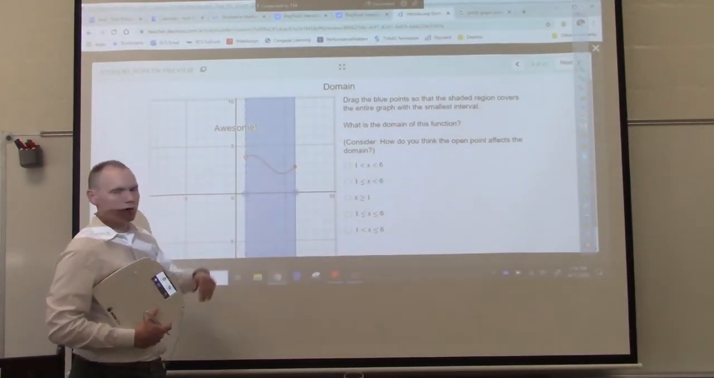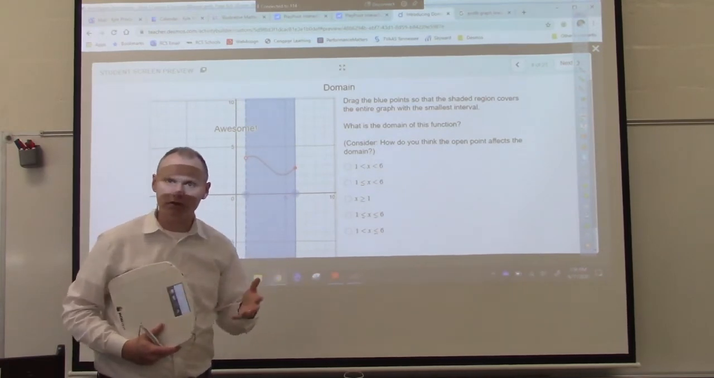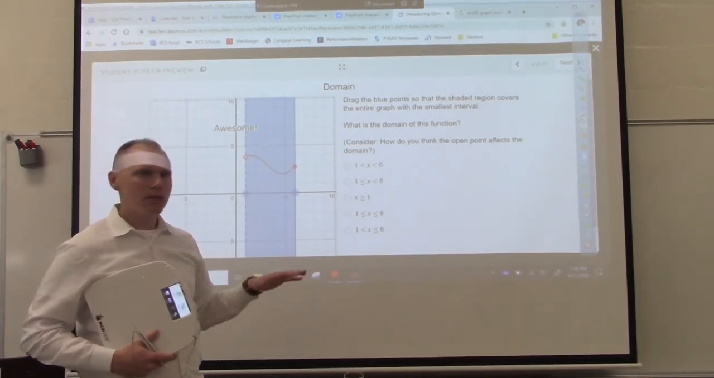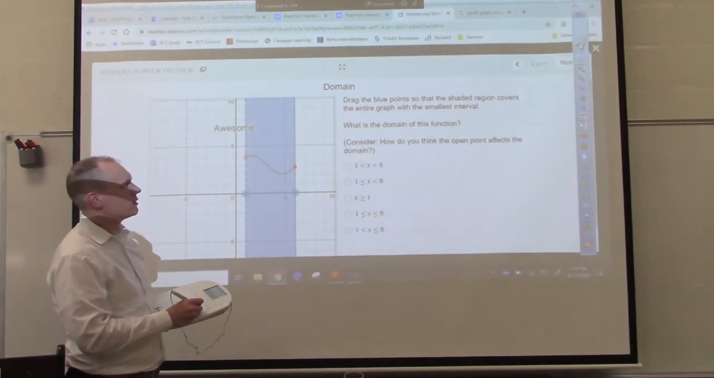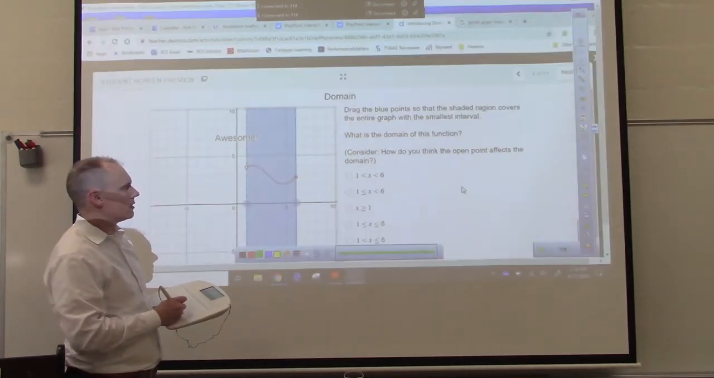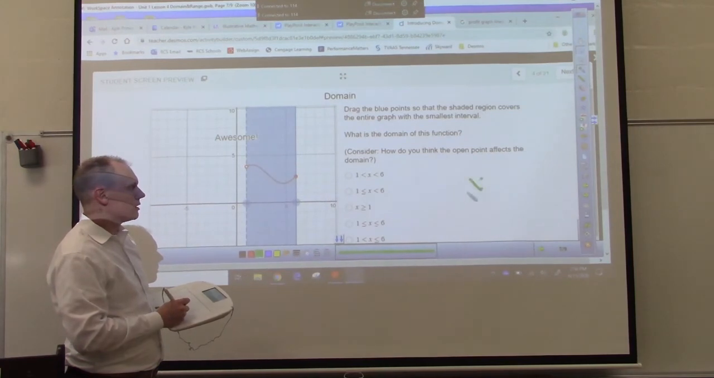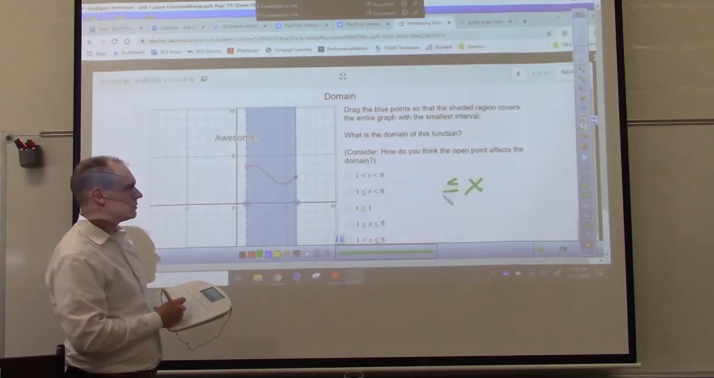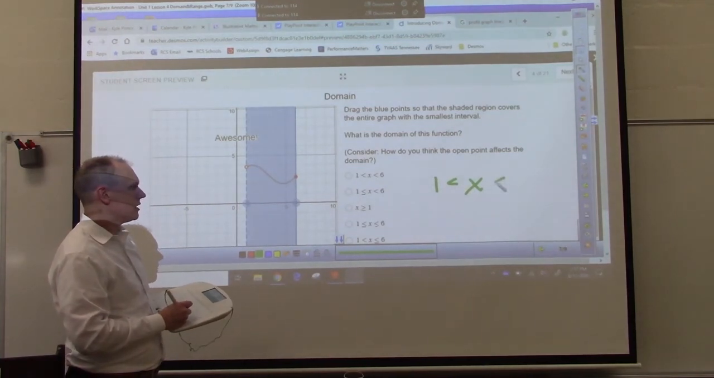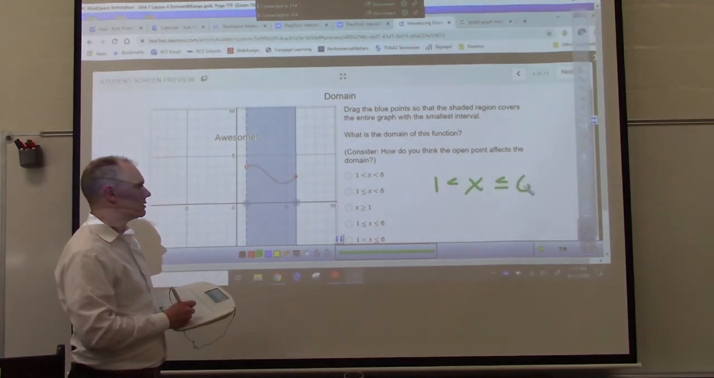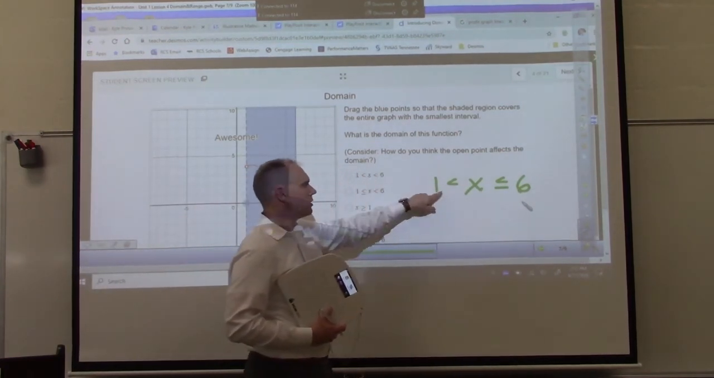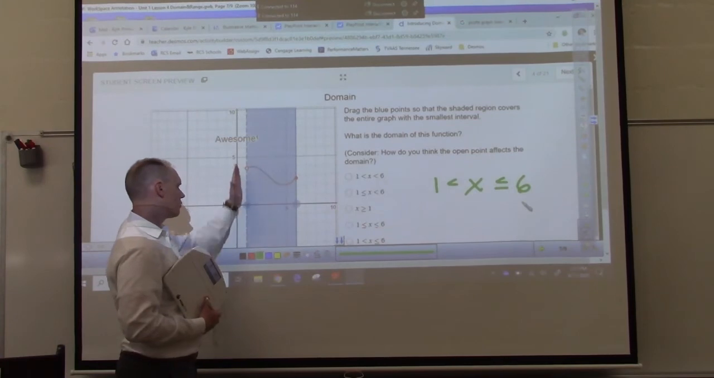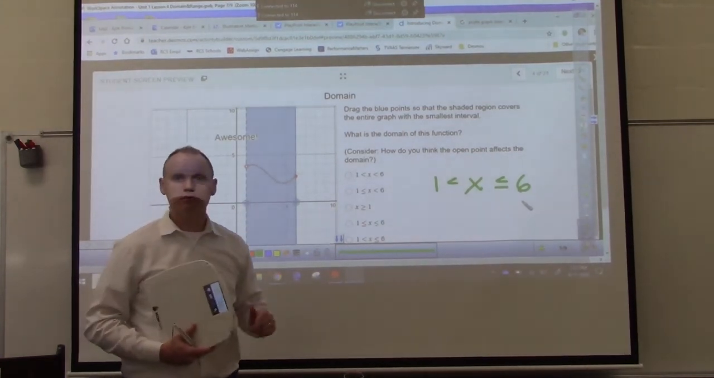And just to the right of 1, 1.0001 or something should be, but not 1 itself. So we want to start at 1, but not include 1. So x is greater than, not greater than or equal to, just greater than 1, and less than or equal to 6. Because we want to sandwich it in between 1 and 6, but we don't want to include the left endpoint here at 1 because of that open circle.